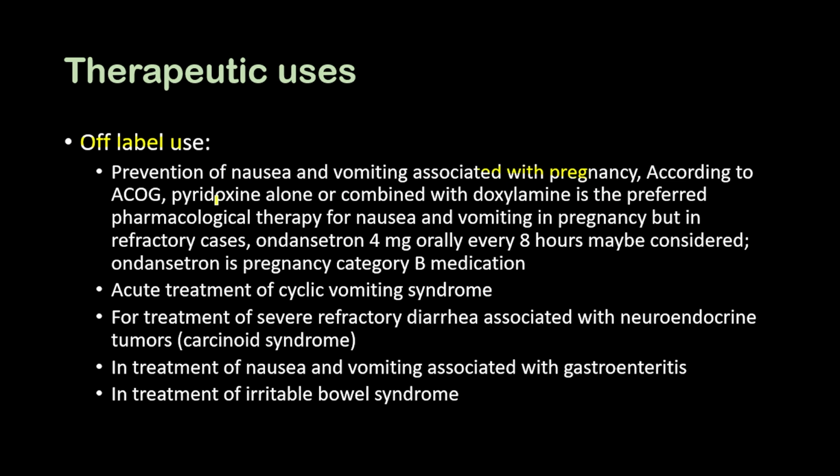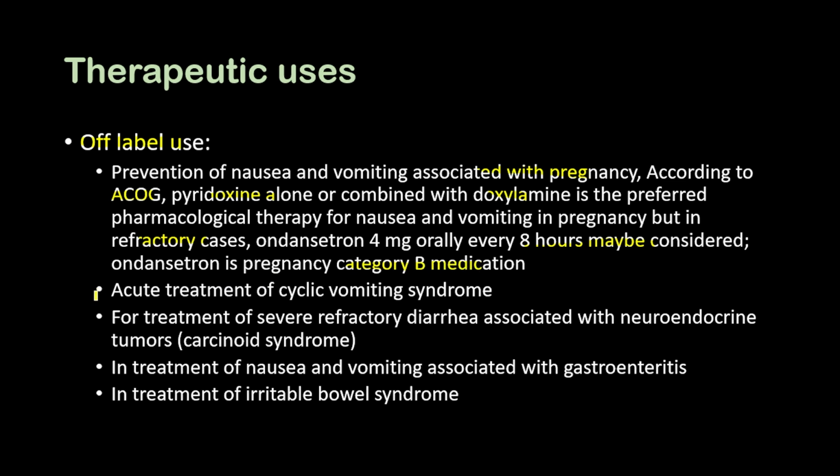So according to the American College of Obstetricians and Gynecologists, pyridoxine alone or combined with doxylamine is the preferred pharmacological therapy for nausea and vomiting in pregnancy, but in refractory cases, ondansetron 4 milligrams orally every 8 hours may be considered, and ondansetron in pregnancy is a category B medication.